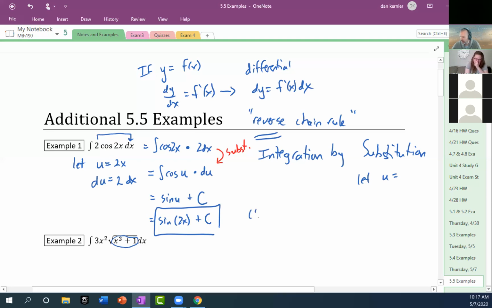One nice thing about these is you can always check. You can take the derivative of sine of 2x plus c, and the derivative of sine of 2x is cosine of 2x, but then you have to do the chain rule times 2, and then of course the derivative of c is 0, and you can see, oh yeah, that's what I started out with, so I'm good. So it's a nice thing for antiderivatives like this. You can always check your work.